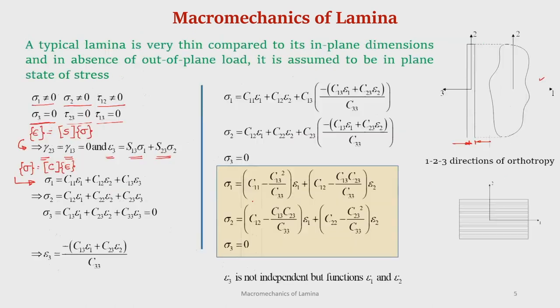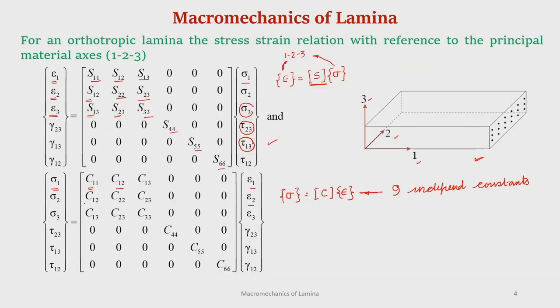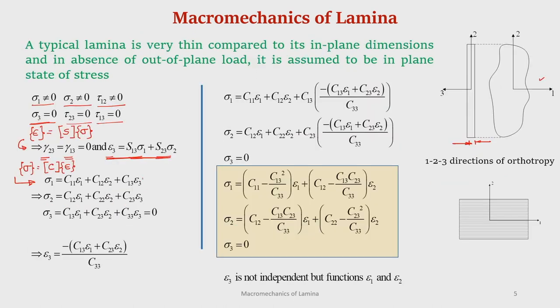Therefore sigma 1 is equal to C11 epsilon 1, C12 epsilon 2, and C13 epsilon 3, because epsilon 3 is not 0. I have just shown here that epsilon 3 is not 0. Even though sigma 3 is 0, epsilon 3 is not 0. Similarly, sigma 2 is C12 epsilon 1, C22 epsilon 2, and C23 epsilon 3. And sigma 3, which is equal to 0, is C13 epsilon 1, C23 epsilon 2, and C33 epsilon 3.